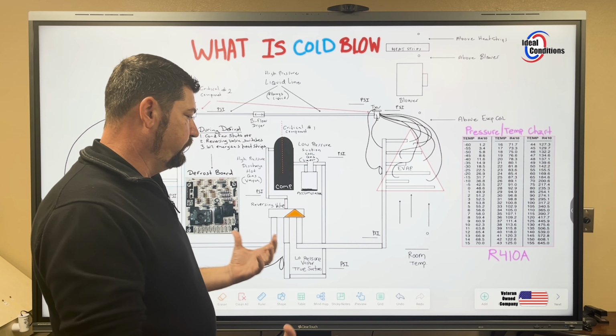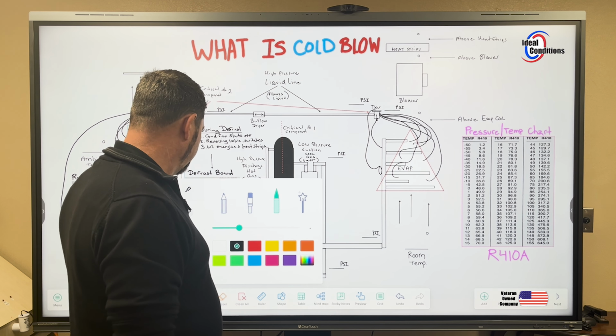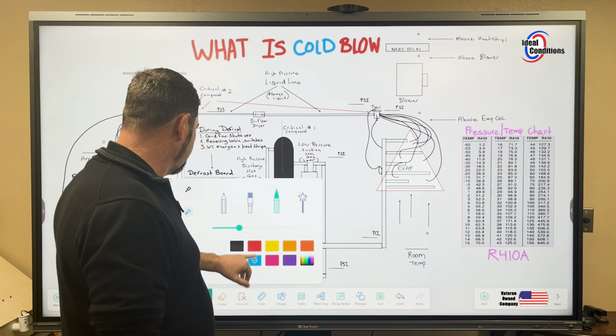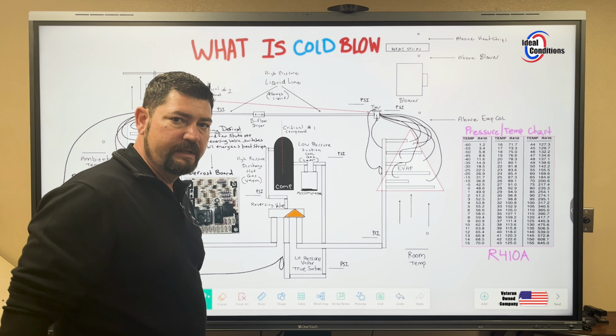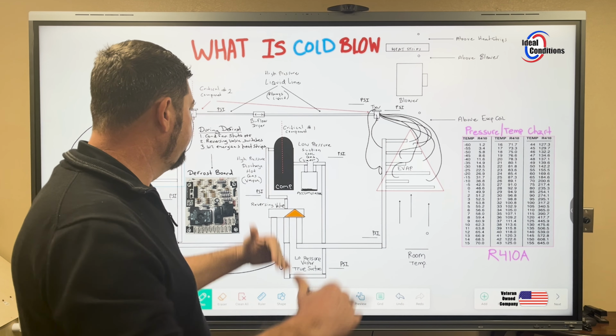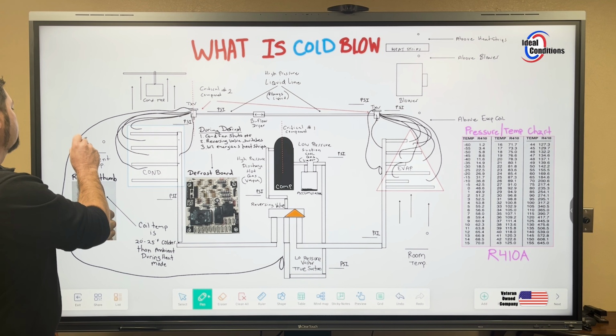All right, so the given scenario is the outside temperature, which I'm going to do in blue because obviously we use blue for low, red for high. We're going to say it's 42 degrees outside.